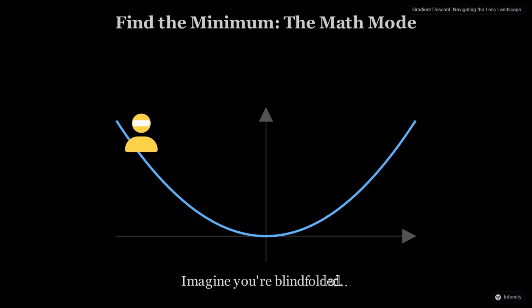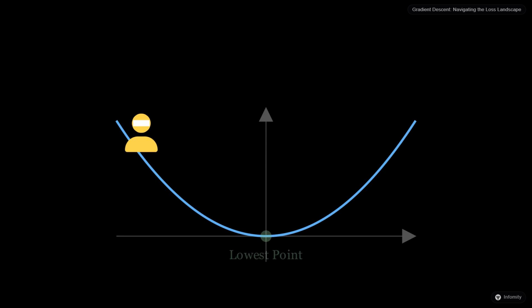Imagine you're blindfolded on a vast, uneven landscape, tasked with finding the absolute lowest point. You can't see the entire terrain, only feel the immediate slope beneath your feet. How would you navigate to the valley floor without falling off a cliff or getting stuck in a small ditch?